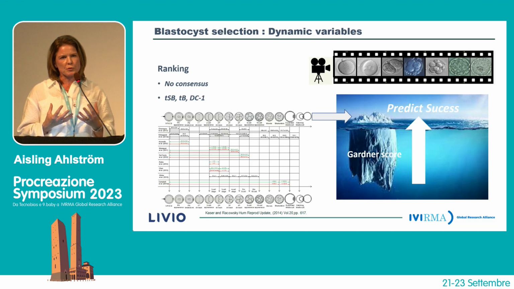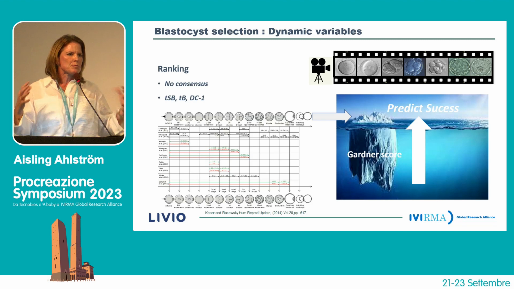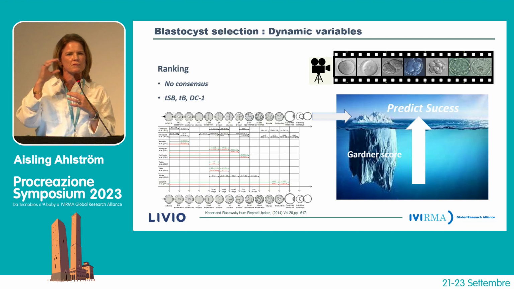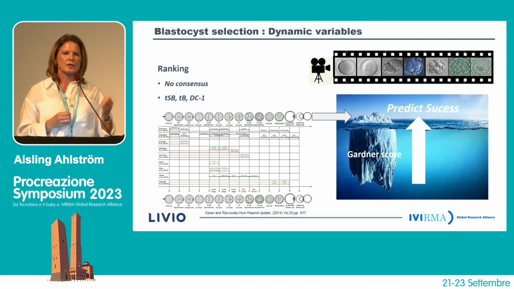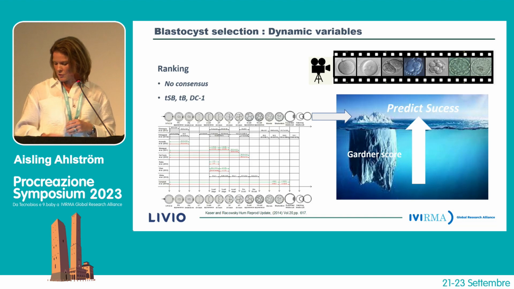I think we also need to remember that many of these morphokinetic variables are being assessed on top of a Gardner score. So you're already pre-selecting your embryos based on Gardner score, and then you're seeing whether or not you can fine-tune your selection by using these time-lapse variables. But I will show an example of a report that came out which showed the reverse. They based their selection on time-lapse variables and then assessed Gardner score.